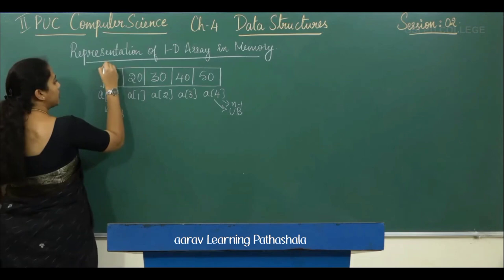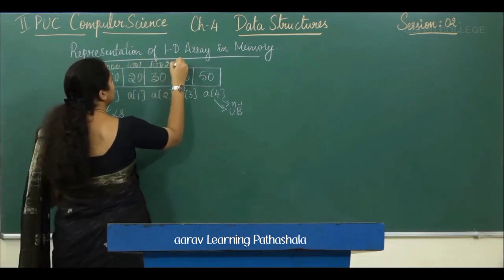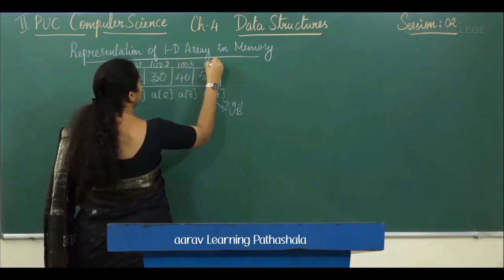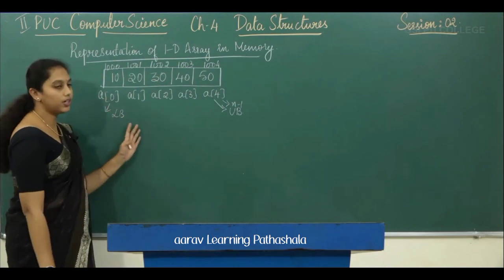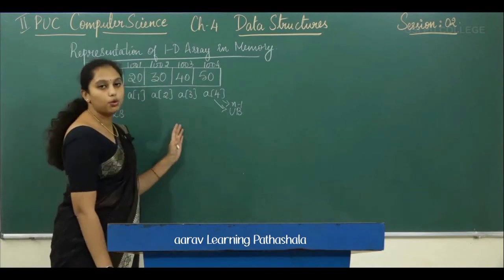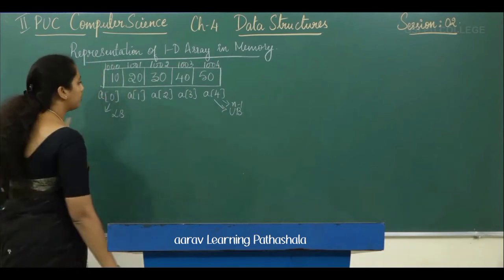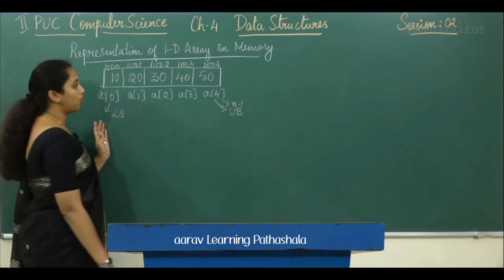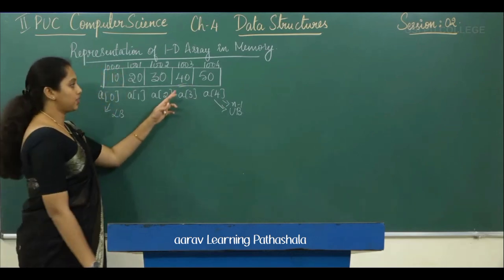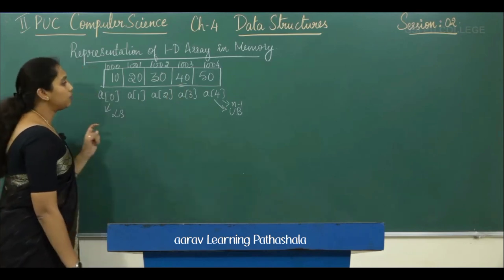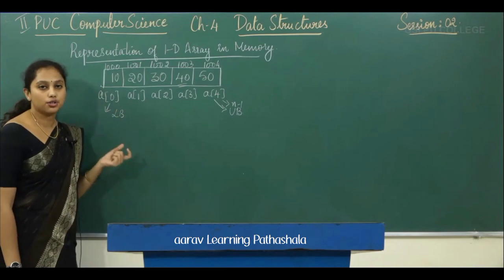The address of the first element is 1000, 1001, 1002, 1003 and 1004. So here the elements are stored in a contiguous memory location. Now I want to find the address of the element 40. How to find the address of an element? Using a formula we can find the address of an element.